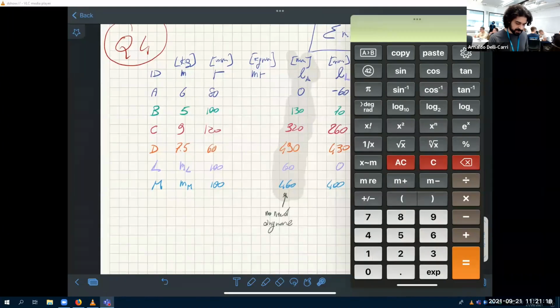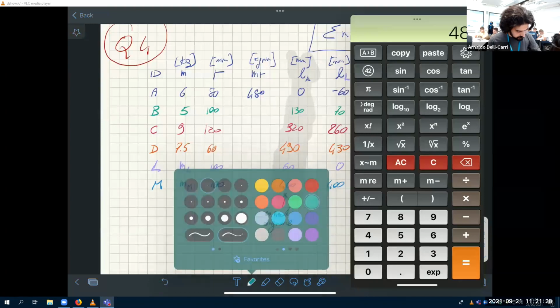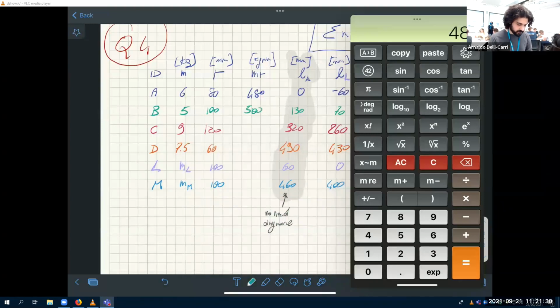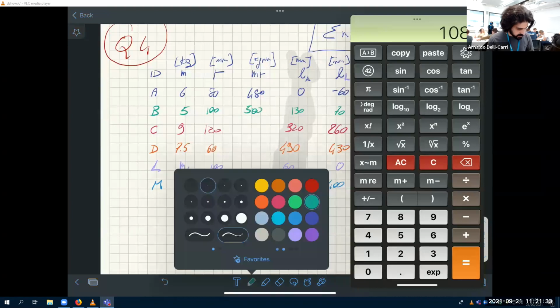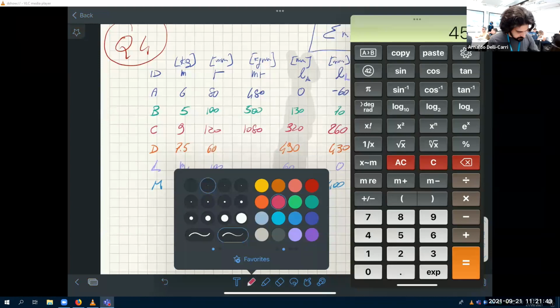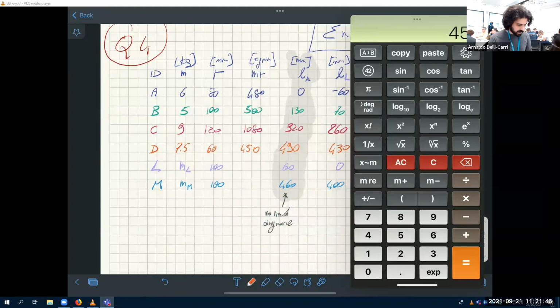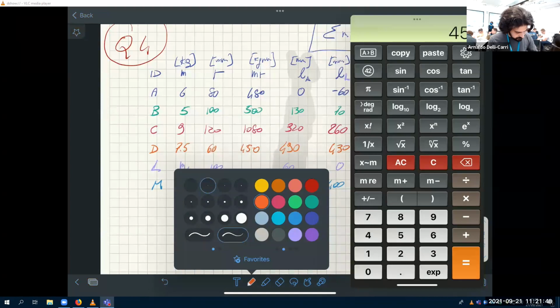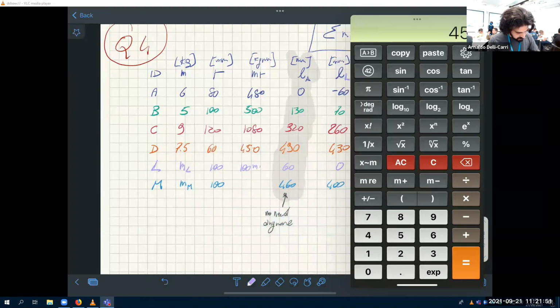So 80 times 6, it's 480 MR. And 5 times 10 is 500. And 120 times 9 is 1080. And 7.5 times 60 is 450. And this is 100 mm. And this is 100 mm.